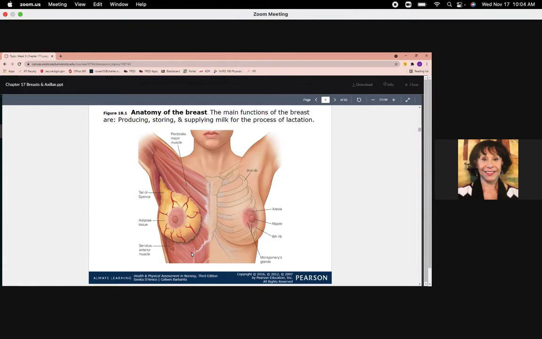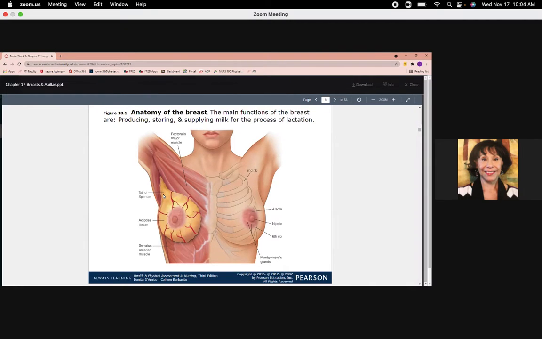Make sure those pectoralis major and serratus anterior muscles are in good shape. No need. Oh, one more thing in this picture. See how by the breast there is like a tail going all the way into the axillary area? That is called the tail of Spence.